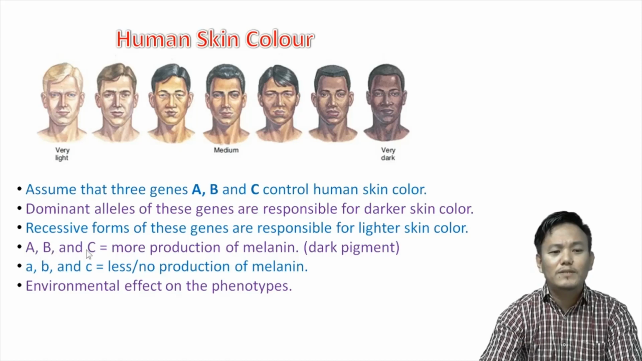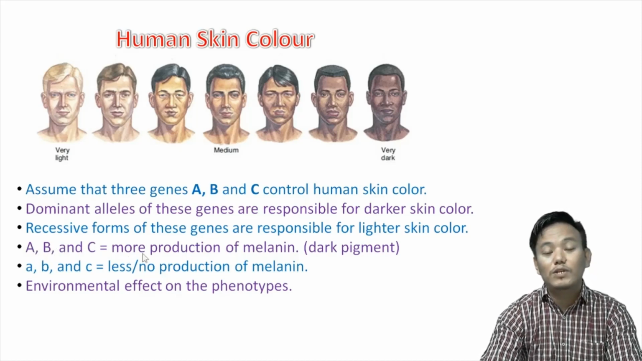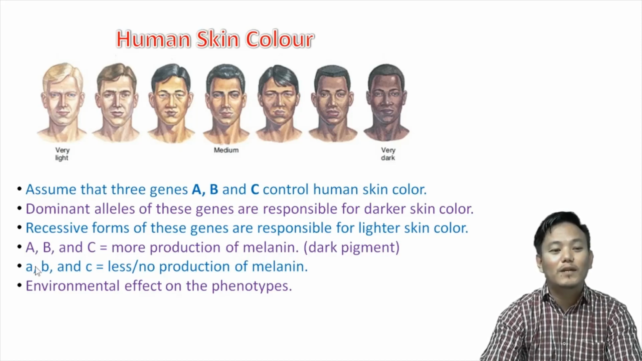So A, B, C, I said the capital A, capital B, and capital C, they are responsible for darker skin color because these genes are involved in more production of melanin, right? Individuals who have the dominant forms A, B, and C are involved in production of melanin, and melanin is the pigment which makes our skin dark. And the lowercase or the recessive forms of these genes are involved in less production or no production of melanin in our skin, so that makes our skin light.